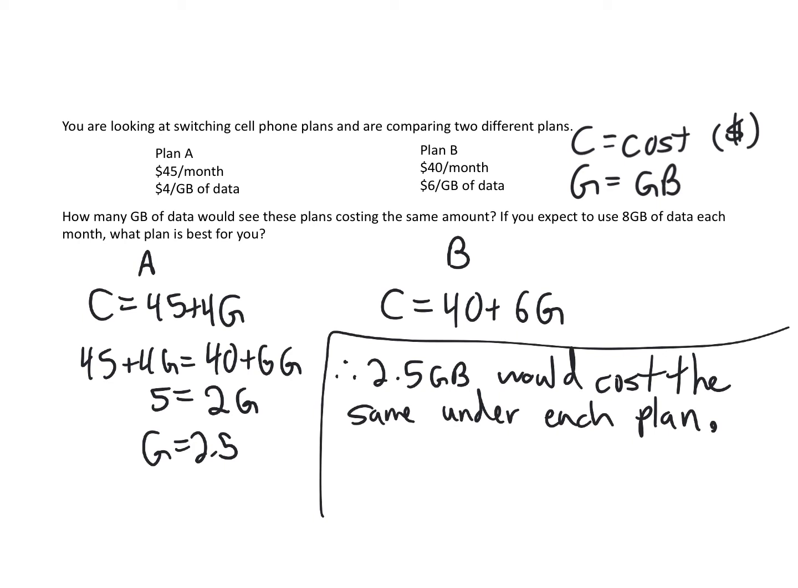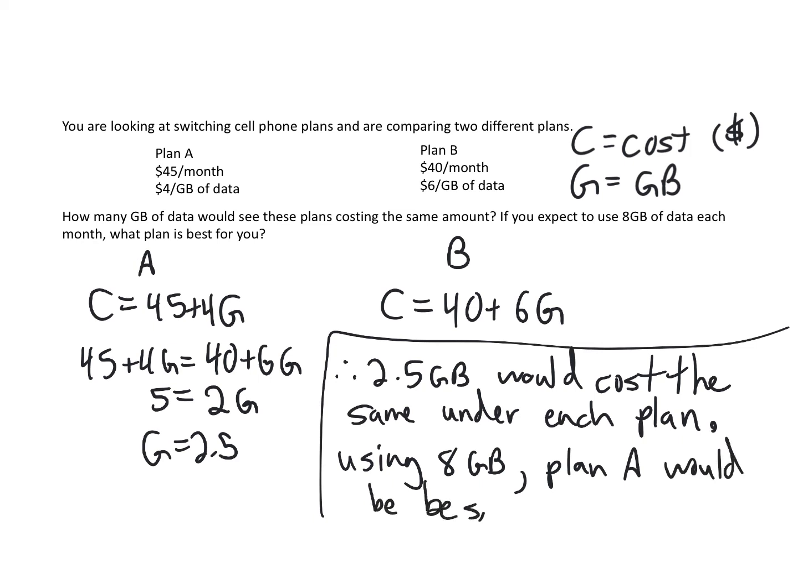And then it wants to know if you're going to use 8 gigabytes a month, which plan would be best. So using 8 gigabytes, plan A would be best. Right? If you're only going to use 1 or 2 gigabytes a month, then plan B would be best.